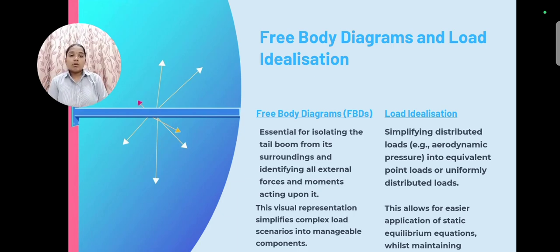So let's talk about free body diagram and load idealization. What is an FBD? An FBD is a diagram which can be drawn freely, meaning there are no fixed dimensions to draw. It is essential for isolating the tail boom from its surroundings and identifying all external forces and moments acting upon it. Then load idealization means simplifying distributed loads, for example aerodynamic pressures, into equivalent point loads or uniformly distributed loads.